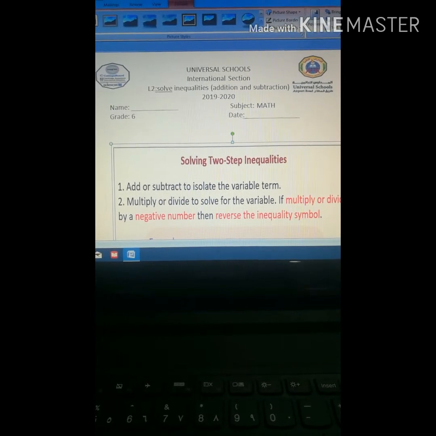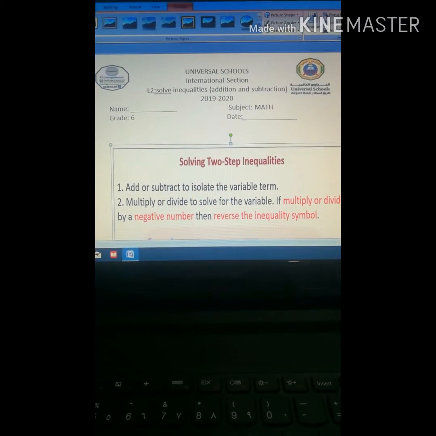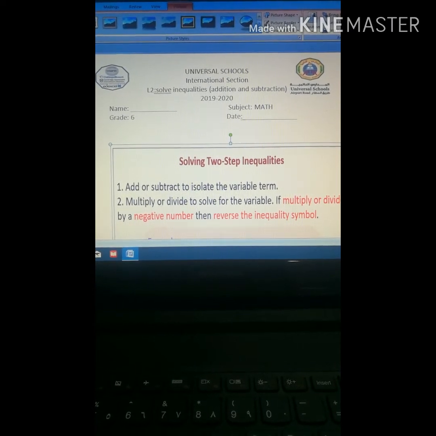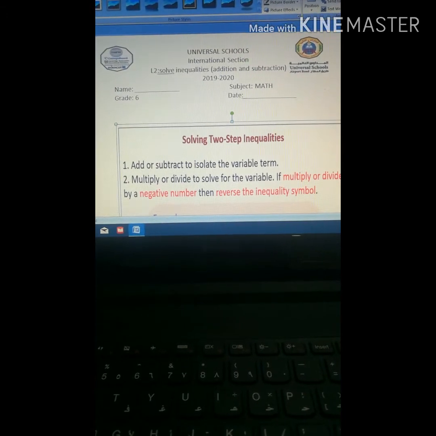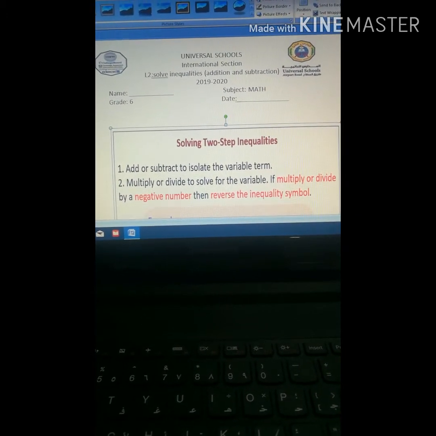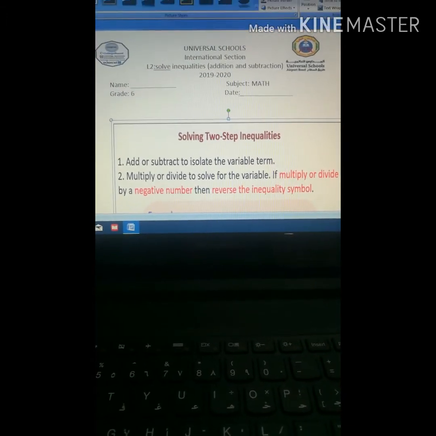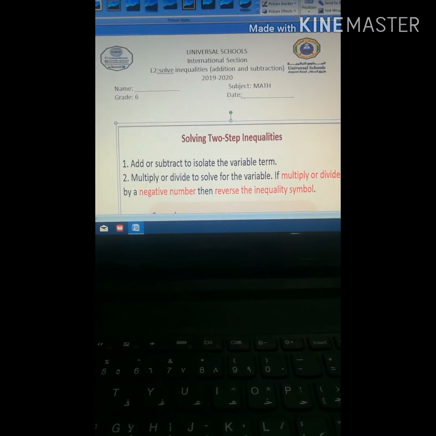Today we're going to start a new lesson. Lesson number 2, solve inequalities, addition and subtraction. We have already taken graph inequalities, so we know the definition of what an inequality is, what it looks like, and the number line that gives us our direction. Okay, let's get started with the new lesson.